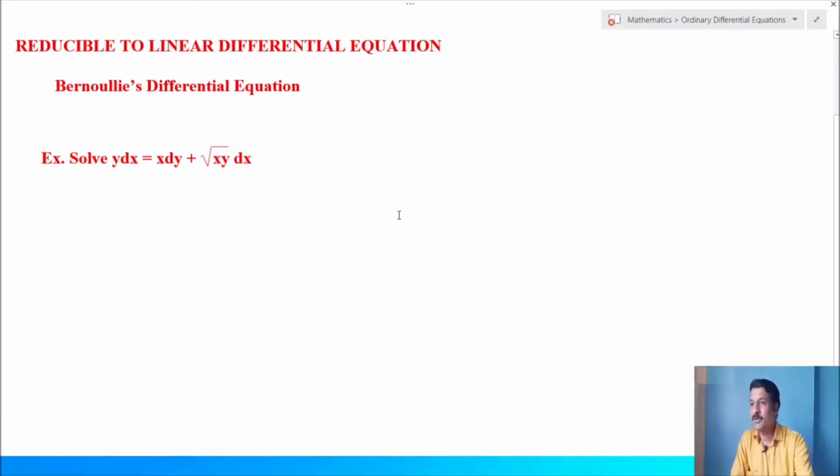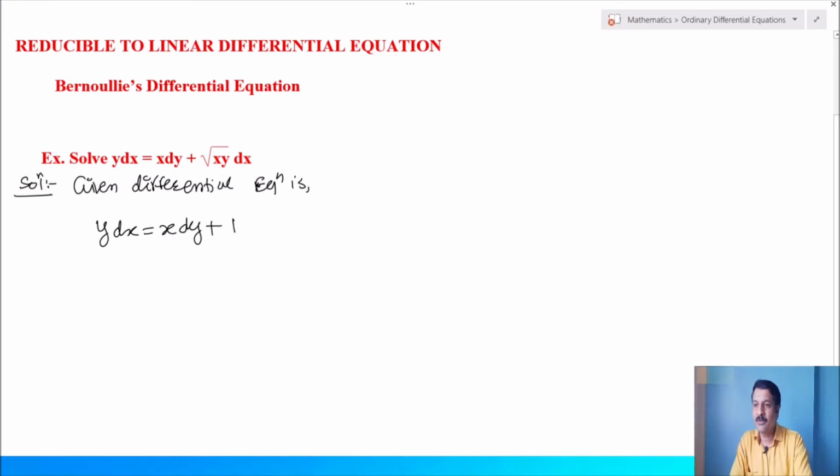Now examples on the reducible to linear differential equation. The type number 1: type 1 Bernoulli's linear differential equation. So here consider the example: solve y dx equal to x dy plus under root of x into y dx. Now I have to check whether it is linear or not. So solution: the given differential equation is y into dx equal to x dy plus under root of x into y into dx.